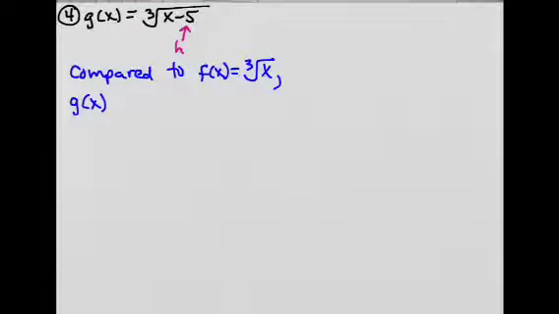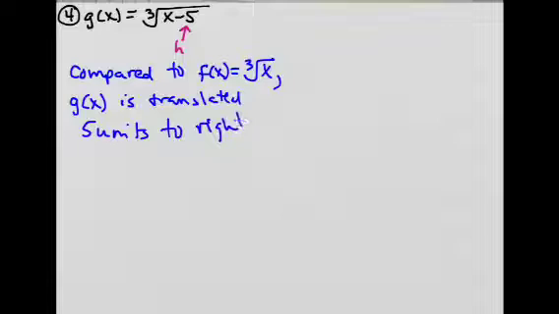Okay, in number 4, g of x equals cube root of x minus 5. In this case, h is 5. Okay, so this means that the graph moved to the right 5 units. So you're going to say compared to f of x, g of x is translated 5 units to the right. And that's the only transformation here.